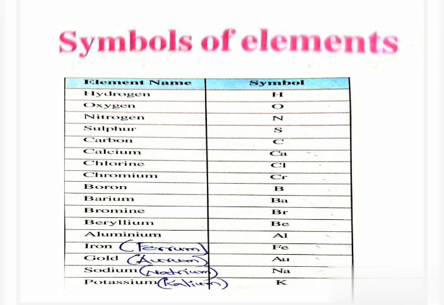Chromium, starting letter is C, and third letter is R. C is capital, R is small. Cr is the symbol of chromium.